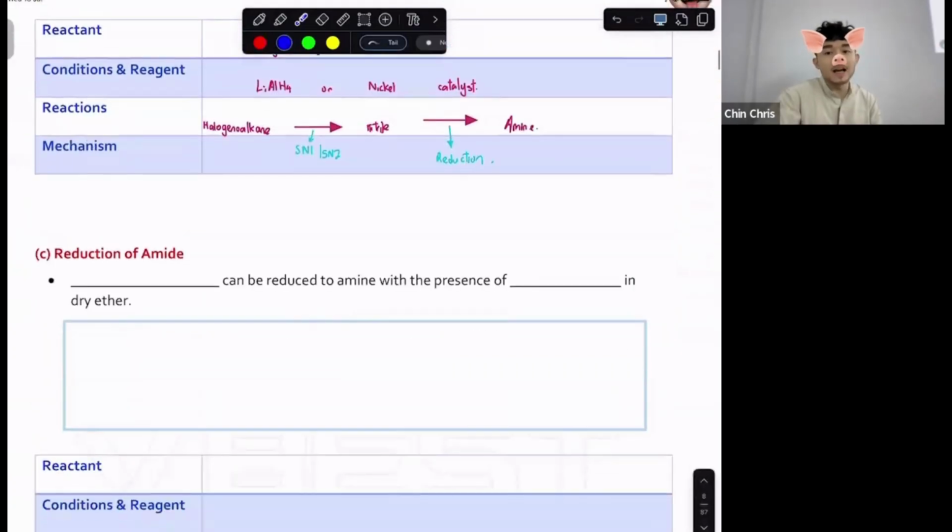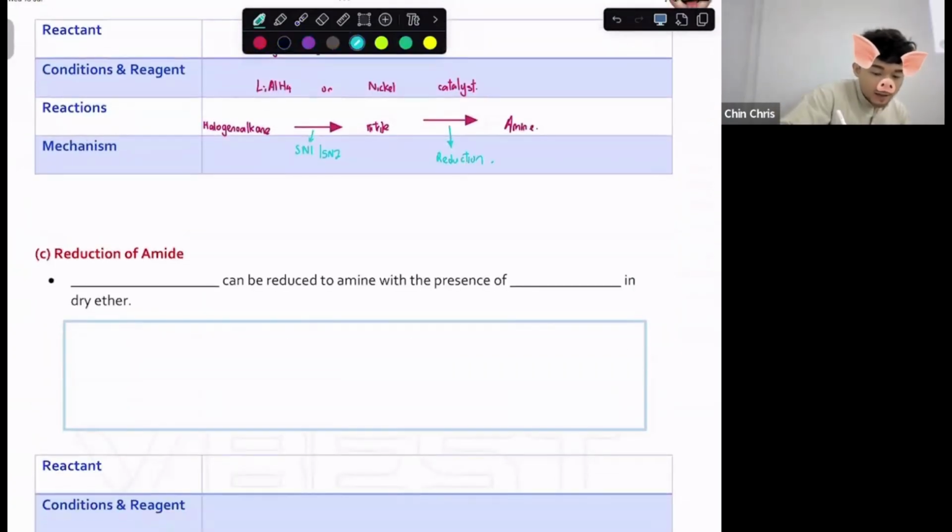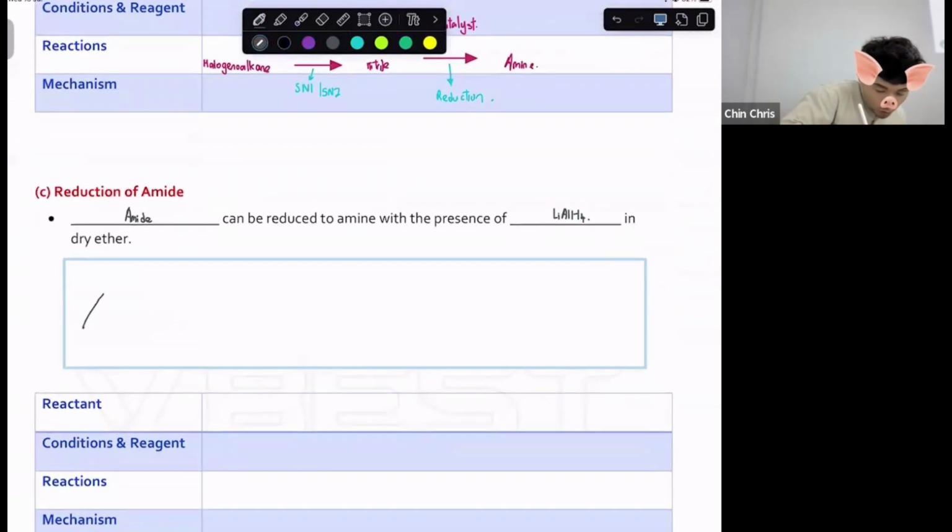Alright, guys, next, reduction of amide. If I take an amide, you can reduce the amide into an amine. So an amide can be reduced into an amine by using LiAlH4. Alright, let's look at this amide.